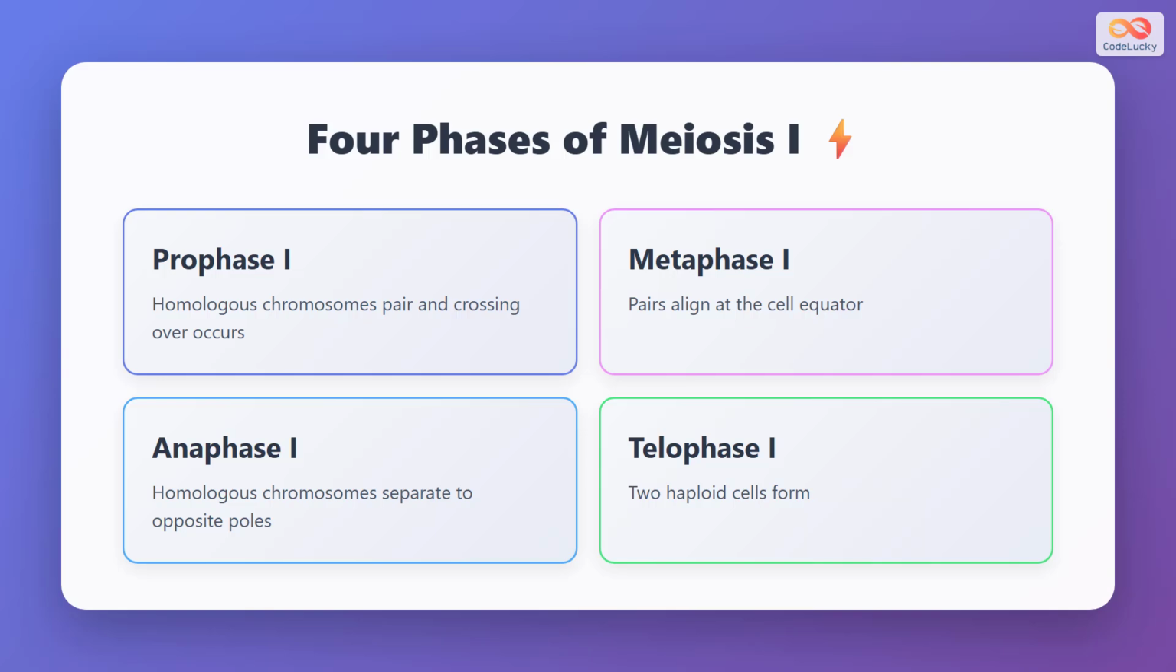Meiosis I consists of 4 distinct phases. First is Prophase I, where homologous chromosomes pair up and crossing over occurs. Second is Metaphase I, where the paired chromosomes align at the cell equator. Third is Anaphase I, where homologous chromosomes separate and move to opposite poles. Finally, Telophase I results in the formation of 2 haploid cells. Each phase has specific events that contribute to genetic diversity.